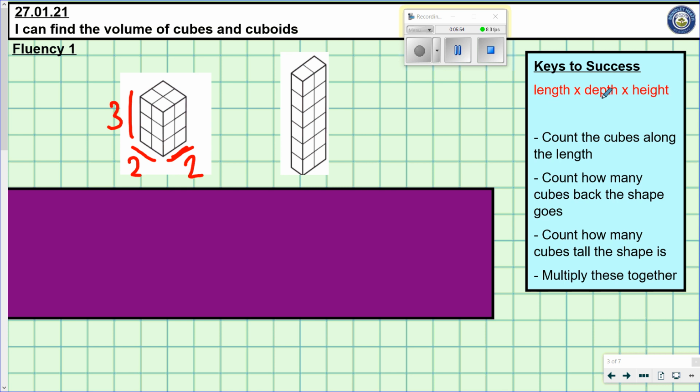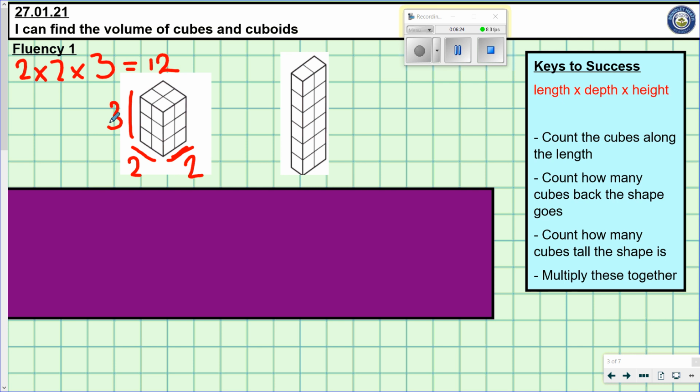So I've got to multiply my length by my depth by my height. So I'm going to do 2 times 2 times 3. So first of all, I do 2 times 2. 2 times 2 is 4, and then I've got to multiply that answer by 3. So I wrote it out, 2 times 2 times 3. Right. 2 times 2 is 4, times that by 3 gives me the answer 12.